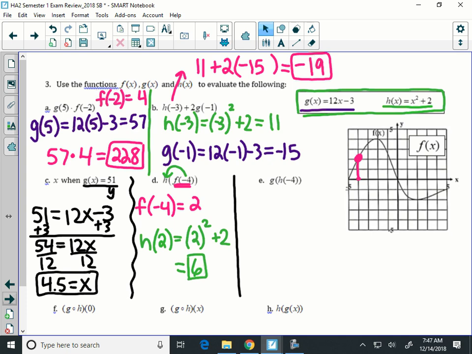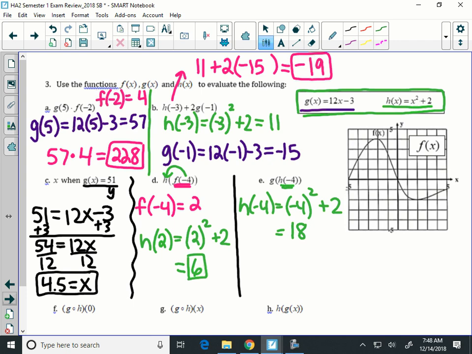All right, last one of this row here, E. G of h of negative 4. So this time I'm starting with h of negative 4 because that function is on the right. So I'll put negative 4 in parentheses here. Negative 4 squared plus 2. That gives me 16 plus 2, which is 18. That 18 goes into the function on the left, our g. So you need to find the value of g of 18. G of 18 would be 12 times 18 minus 3. 12 times 18 is 216 minus 3 is 213.